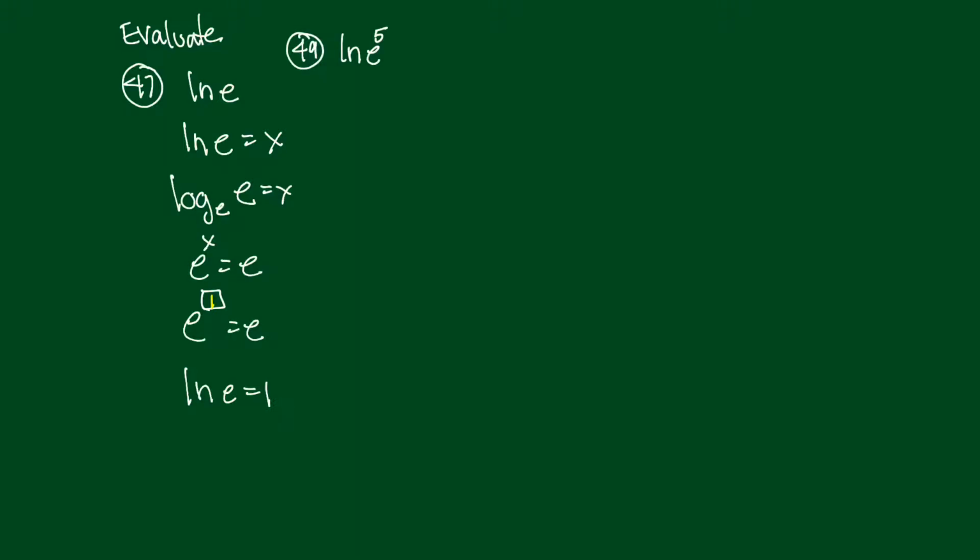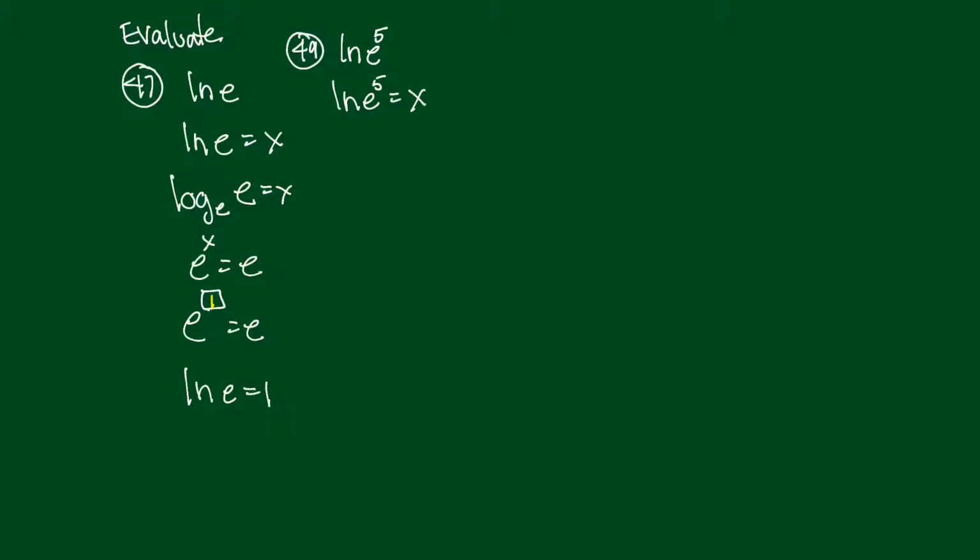Let's move to 49, and then we'll get the answer to 49, and we'll reflect back to 47, and we'll see a general trend here. So we want the natural log of e to the 5th. So maybe we don't know what it is right away, so we call it x. The natural log of e to the 5th is some number x.